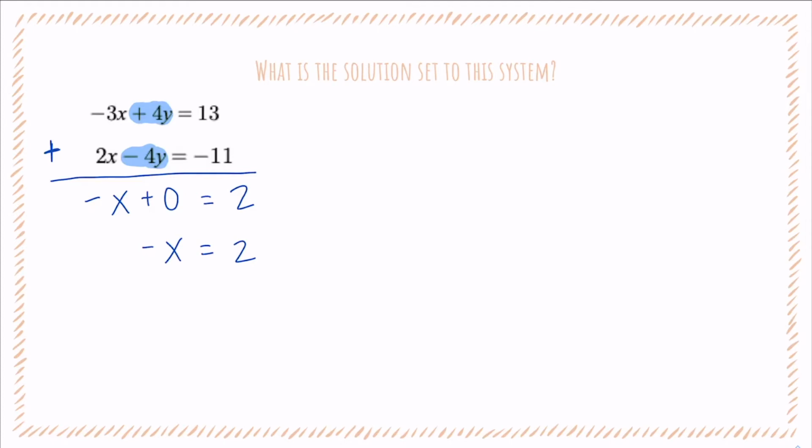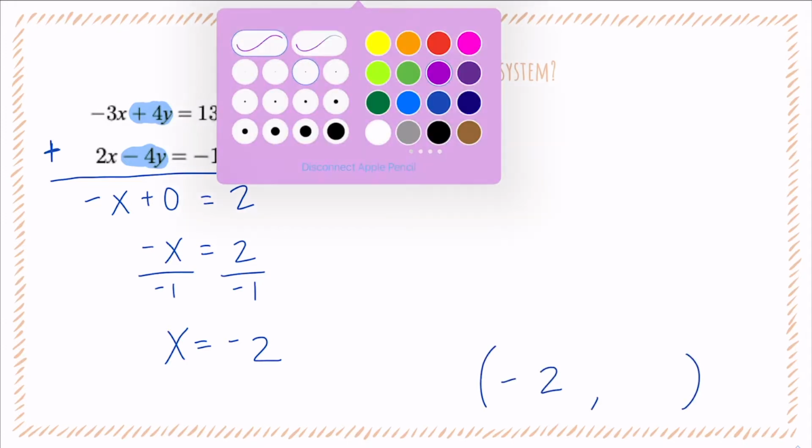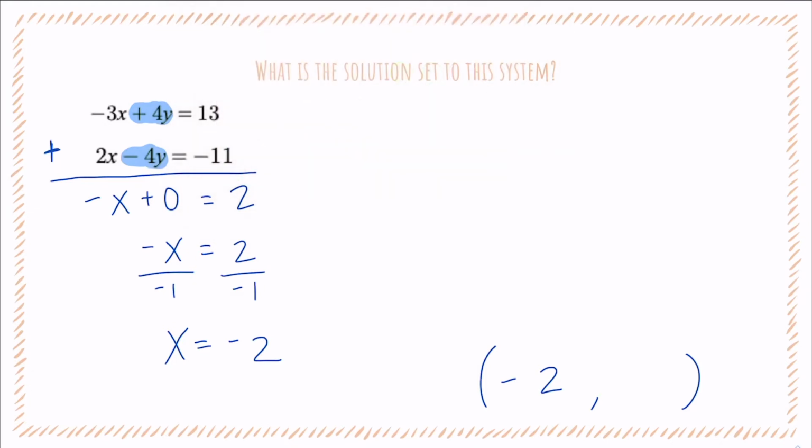However, we're trying to get a positive 1x. So we need to divide both sides by negative 1 to get x equals negative 2. Now that's only half of our solution, right? So we are going to take that negative 2 and substitute it back into either the first equation for x or the second equation for x. It doesn't matter which one. We just need to make sure that we're replacing x with negative 2.